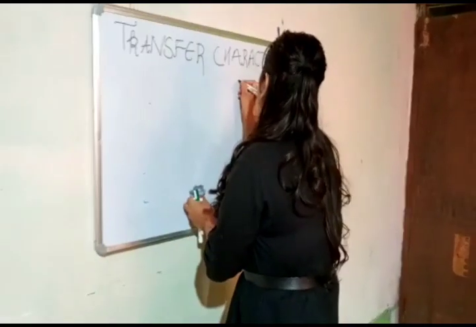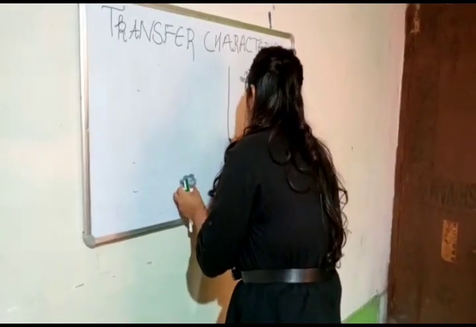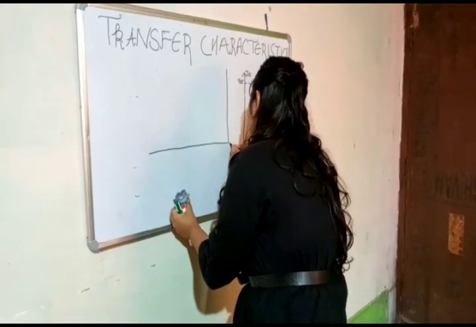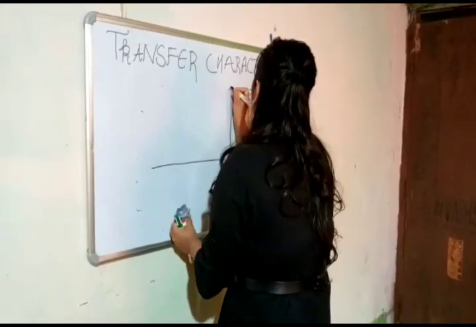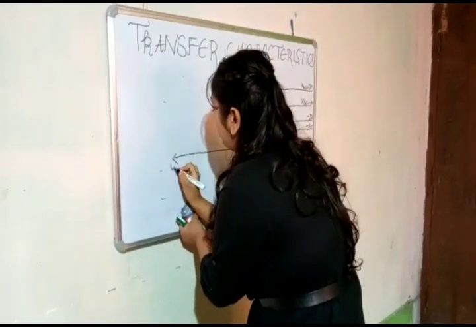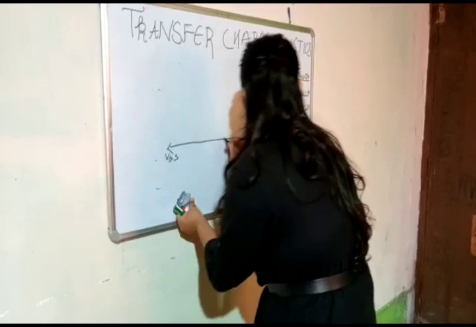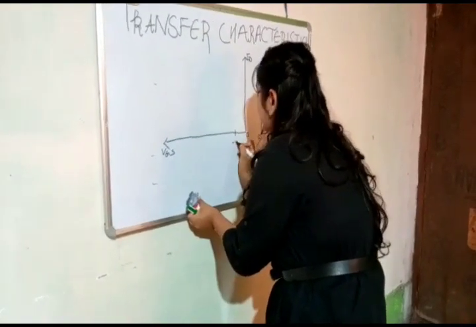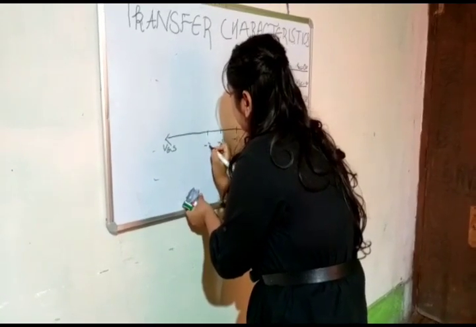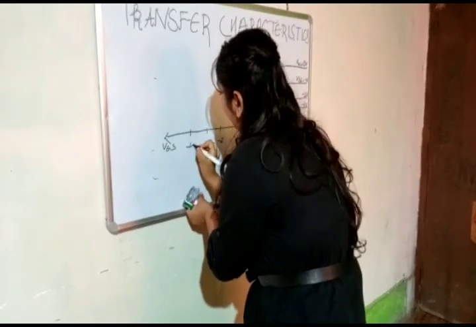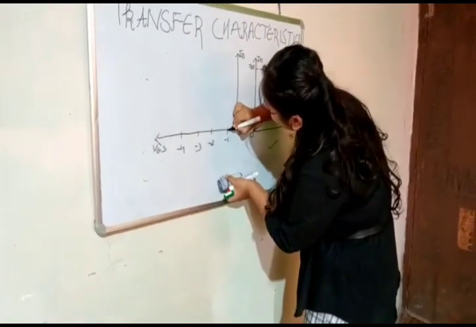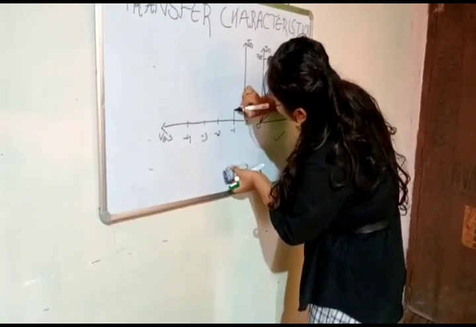We will plot this. This is our 0, this is our ID, and this is our VGS: VGS minus 1, minus 2, minus 3 and minus 4. So what we need to do here is draw a vertical line.